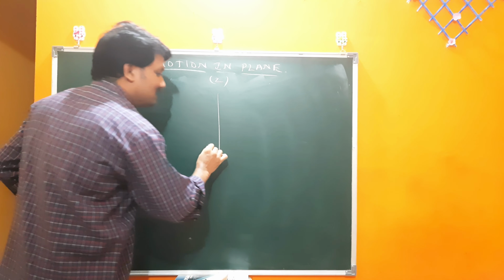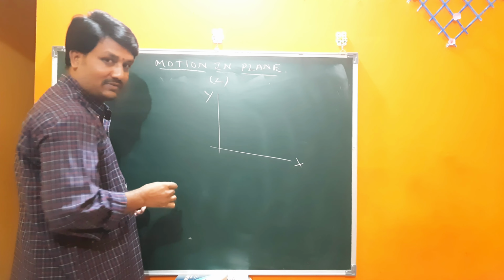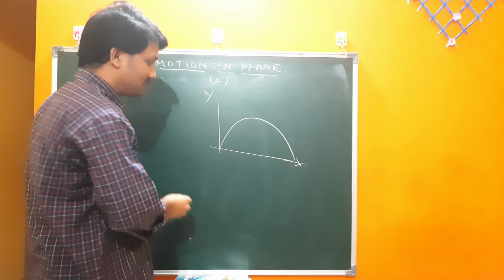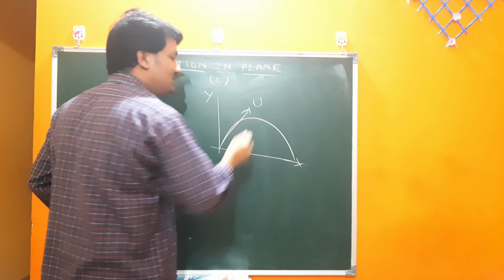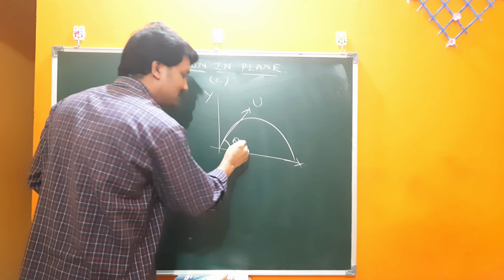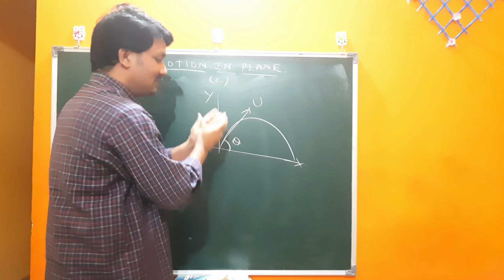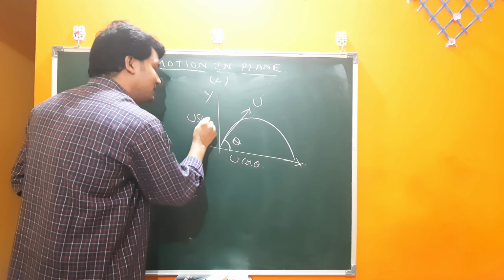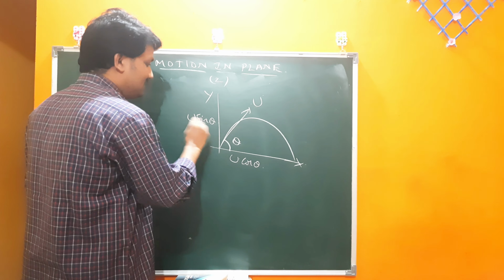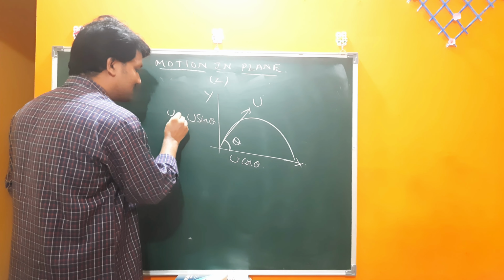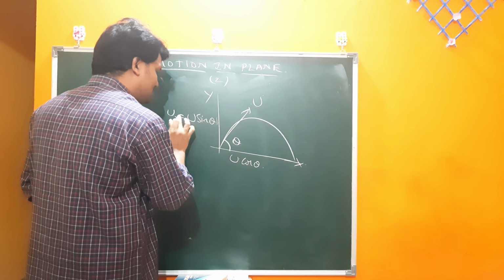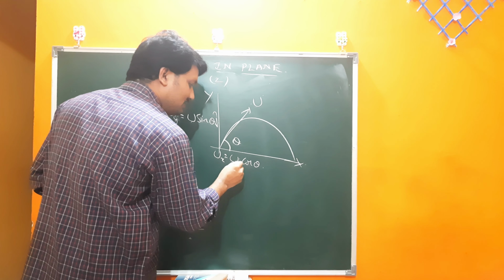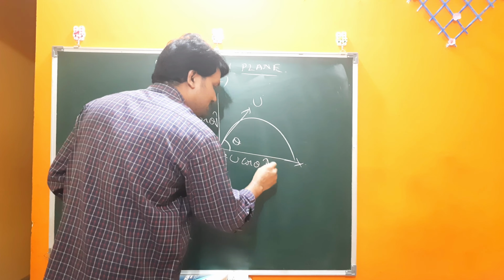Now let us suppose this one is the x-axis, this one is the y-axis, and this one is the path followed by the projectile. Let us suppose this is the initial velocity, making an angle theta with the horizontal. This initial velocity is resolved into two rectangular components, u cos theta and u sin theta. So ux is equal to u cos theta i cap, and uy is equal to u sin theta j cap.